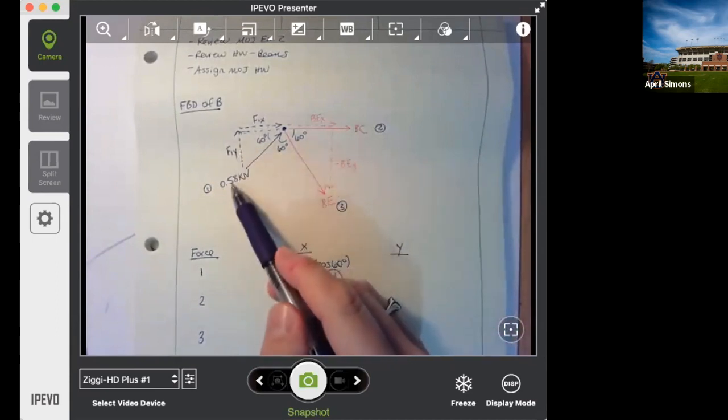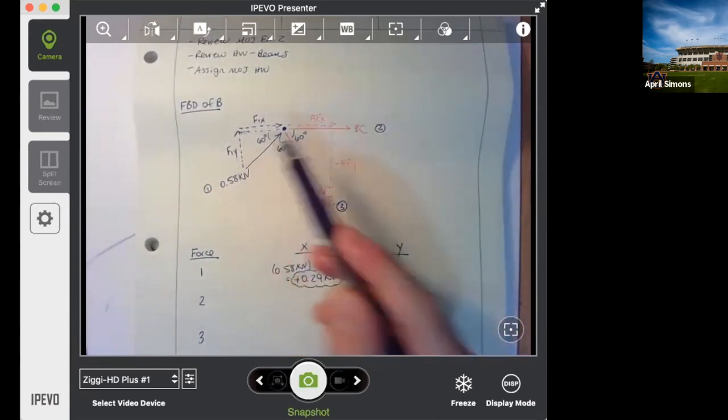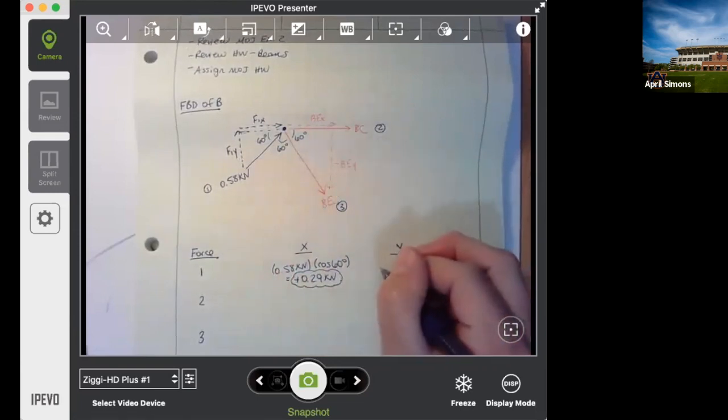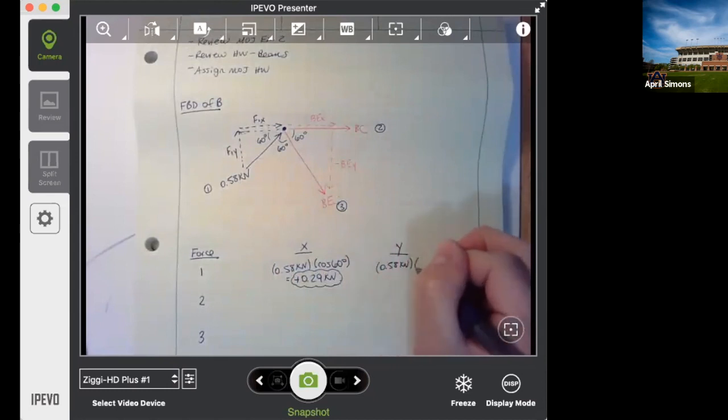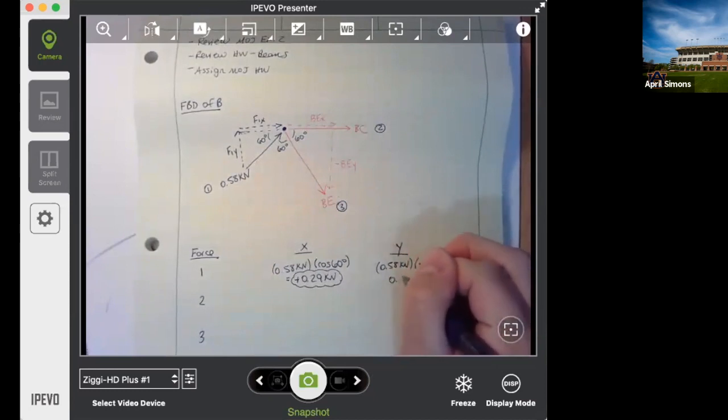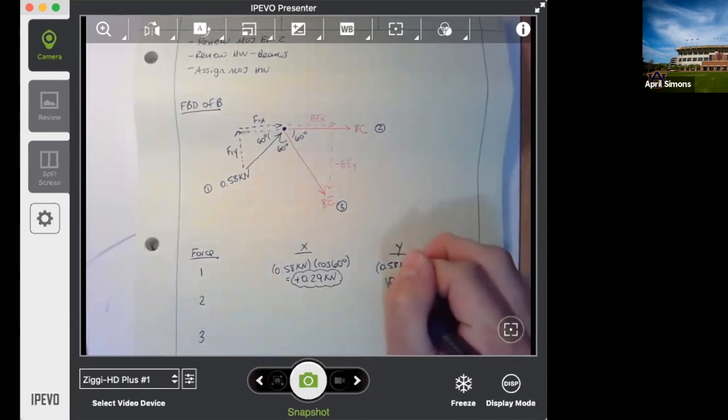F1Y is going to be 0.58 times sine 60. Okay, that's also positive since it's up. Okay, so that gives us positive 0.502 kilonewtons for F1Y.